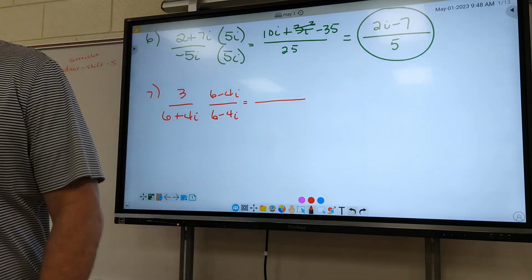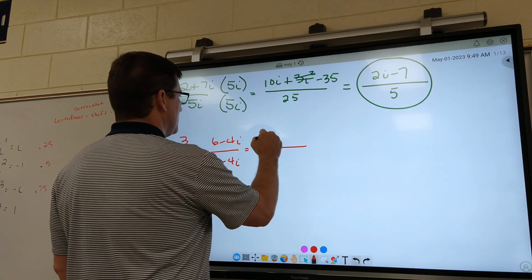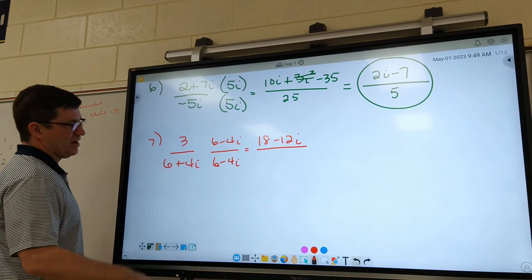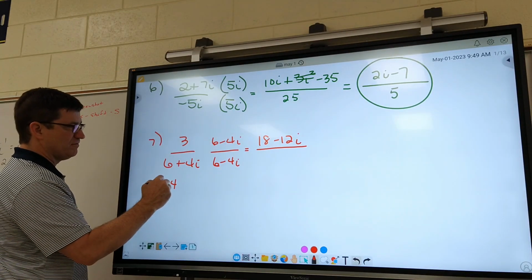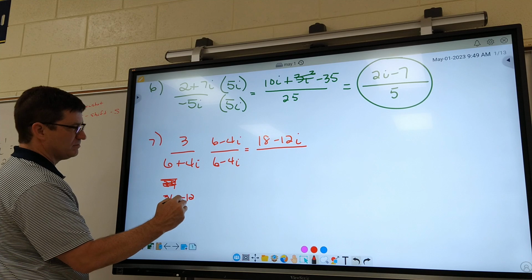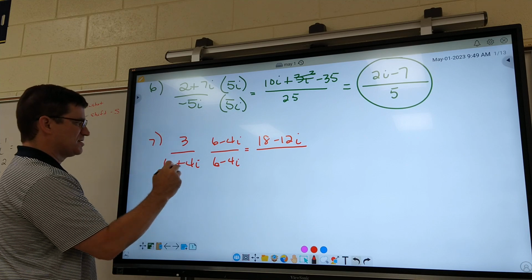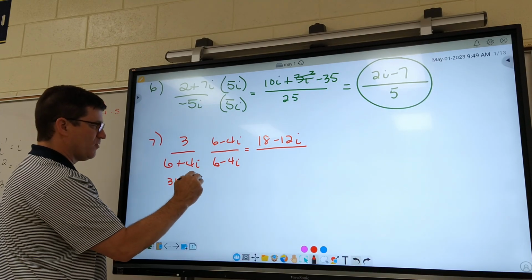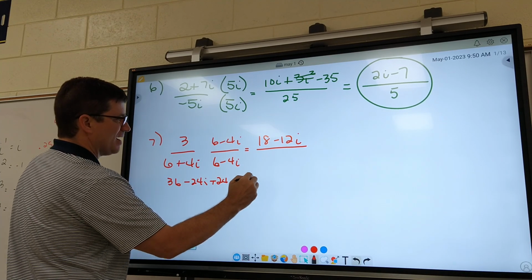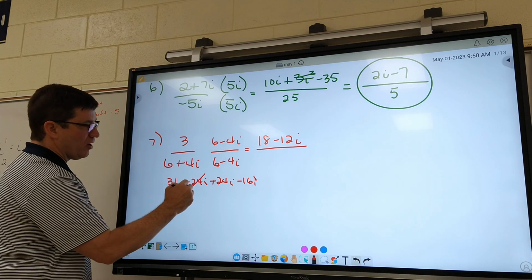All right, that should be it. Multiply both sides out and get an answer. 7. 3 times 6, I got 18 minus 12i on top. That was pretty quick. Now look at the bottom, guys. When you FOIL this out, you're going to have 6 times 6 is 36 minus... let's start over. All right, 6 times 6 is 36 minus 24i, and I've got a positive 24i, and I got a minus 16i squared. Since we are multiplying by the conjugate on the bottom, the middle will always cancel out.